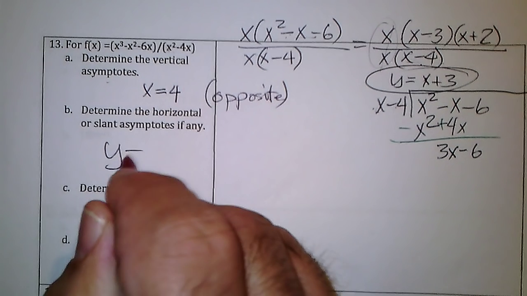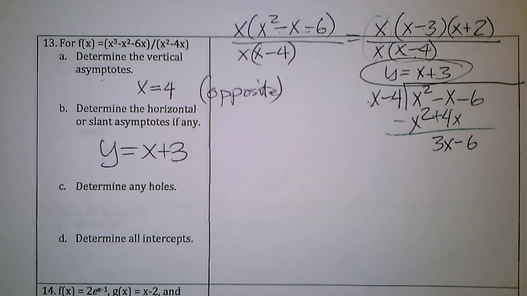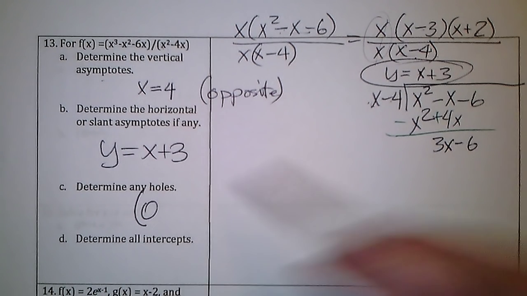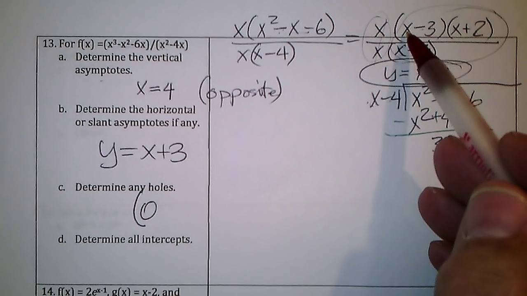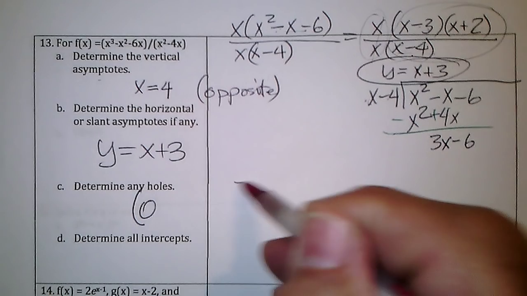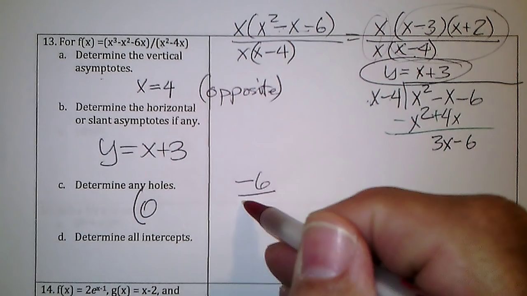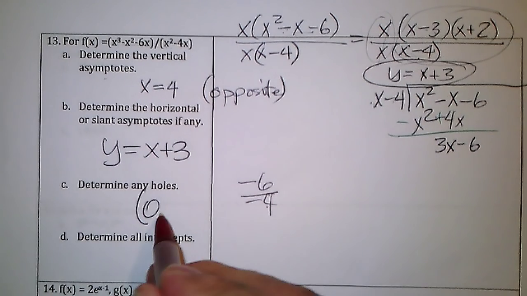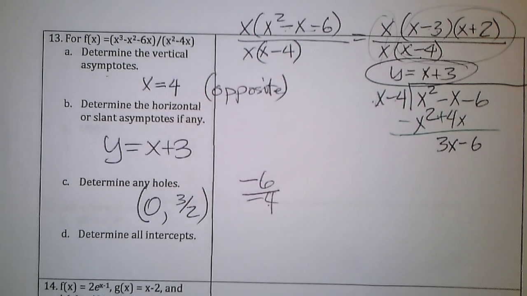Slant or oblique is x plus 3. Any holes? Yes, there's one at 0 in the x. And we plug it into the reduced form to find the y. So that'd be minus 3 times plus 2 minus 6 over 0 minus 4 is negative 4. So that's 6/4 or 3/2, 1.5.